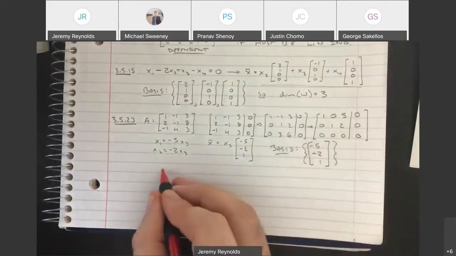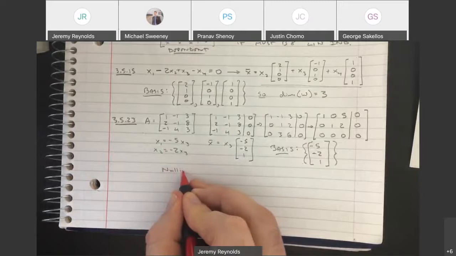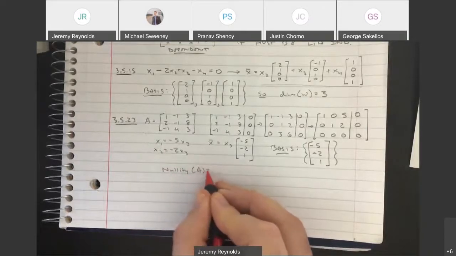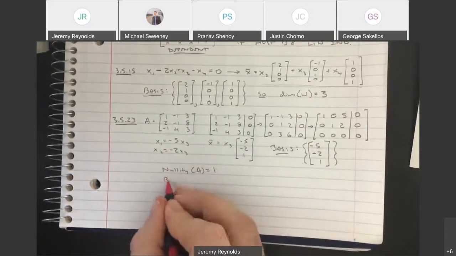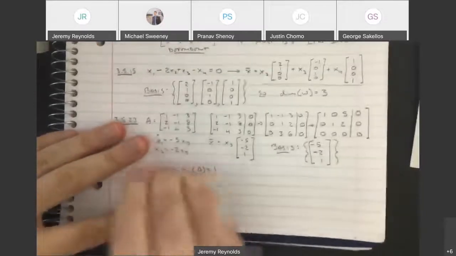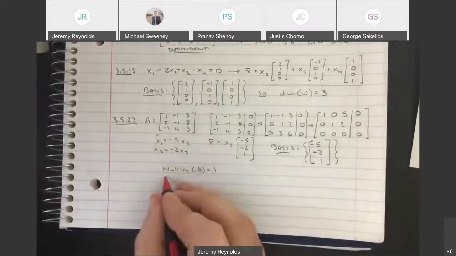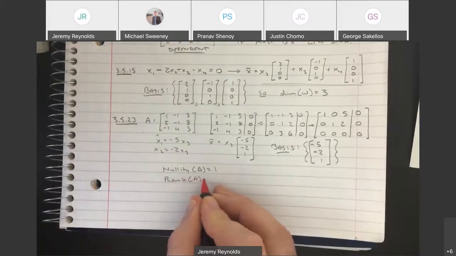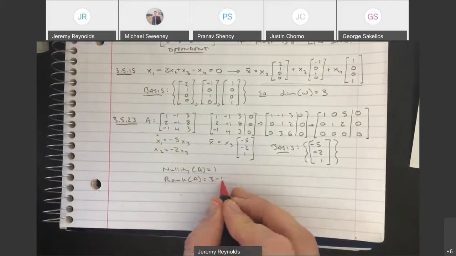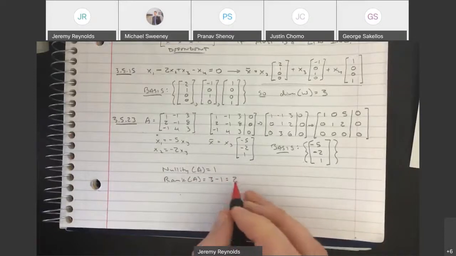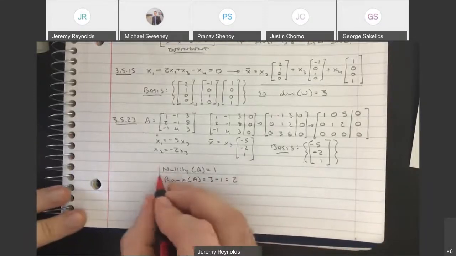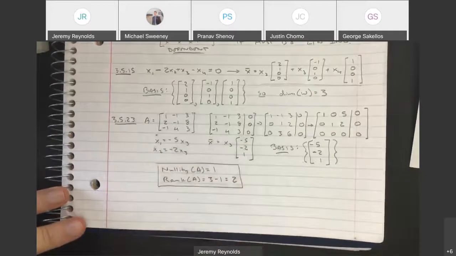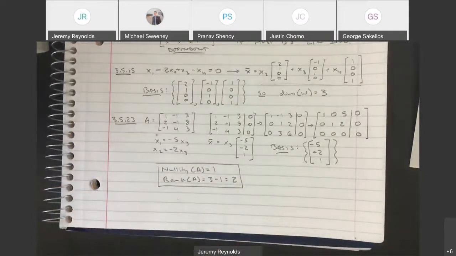So we know that the nullity of A is going to be 1, and the rank of A is going to be 3 minus 1, which is going to equal 2. So we've calculated both our nullity and our rank, and we should be good to go.